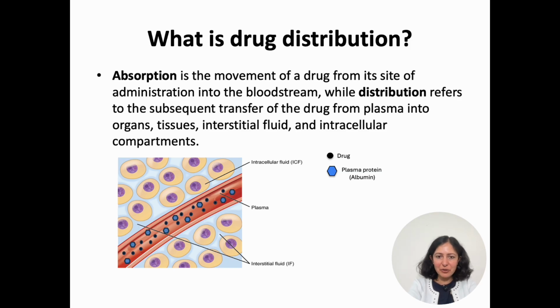What is drug distribution? In the previous video, we covered drug absorption, that is, the movement of the drug from the site of administration into the bloodstream. Now the drug is already in the bloodstream, and distribution refers to the transfer of the drug from the plasma into organs, tissues, interstitial fluids, and the intracellular compartment.